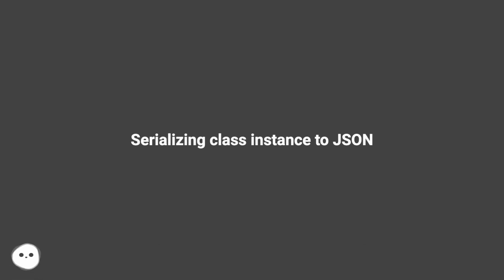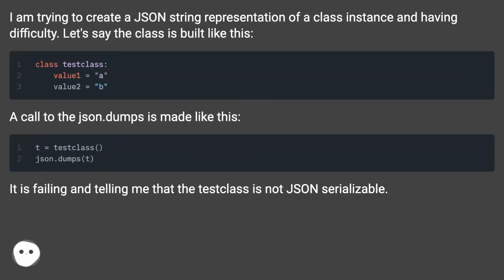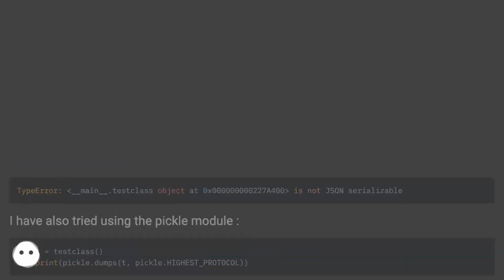Serializing class instance to JSON. I am trying to create a JSON string representation of a class instance and having difficulty. Let's say the class is built like this. A call to json.dumps is made like this. It is failing and telling me that the test class is not JSON serializable.